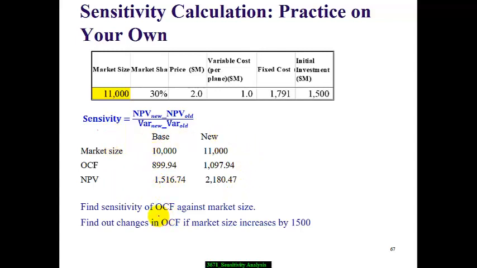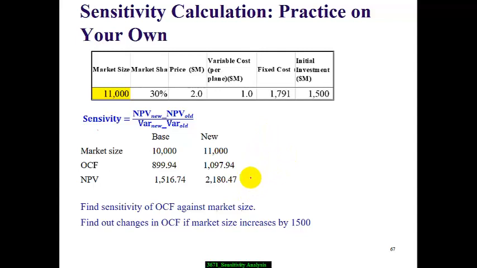So I want you to practice: find out the sensitivity ratio, given the same input information. Now I want you to find a different sensitivity. Instead of net present value, I want you to find the sensitivity of operating cash flow against market size. Pause a moment, do your own calculation, and come back and check.